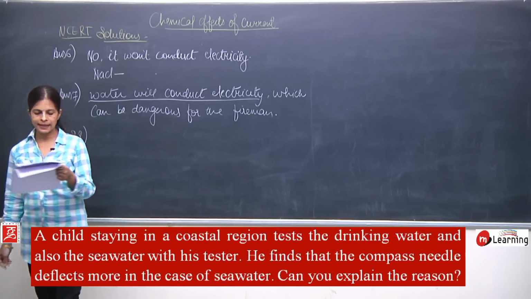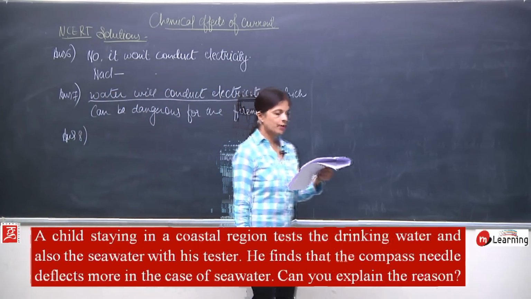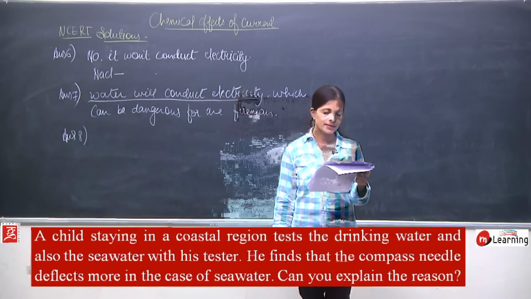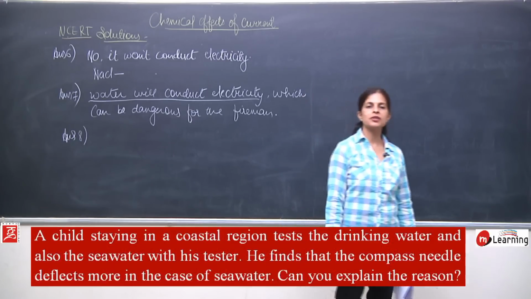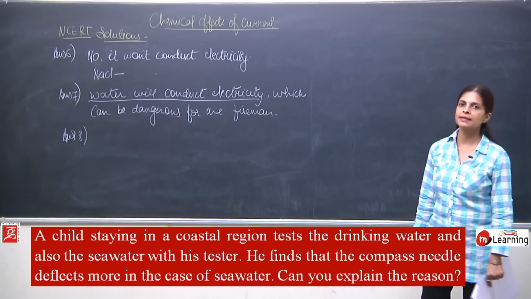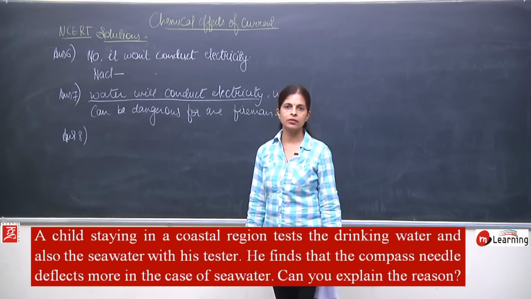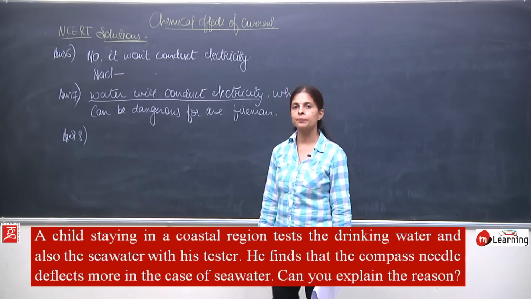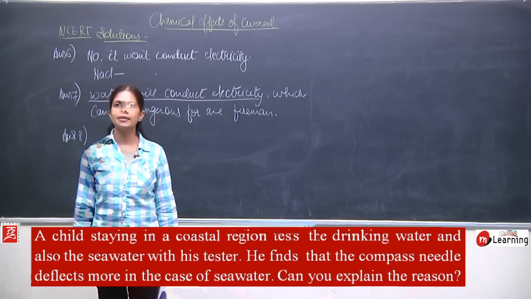A child staying in a coastal region tastes the drinking water and also the seawater. With his taster, he finds that the compass needle deflects more in the case of seawater. Can you explain? These NCERT questions are really very easy, and they are repeating the same thing. Now they are asking that a child stays near the coastal area, and if he checks the drinking water and the sea water, which will be conducting electricity more.